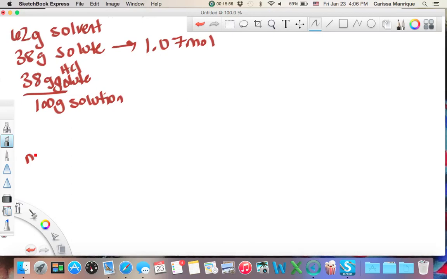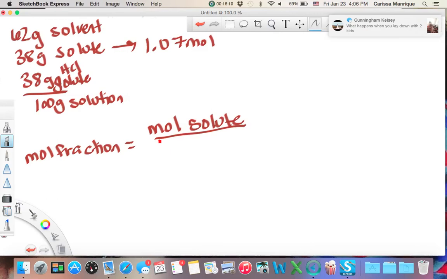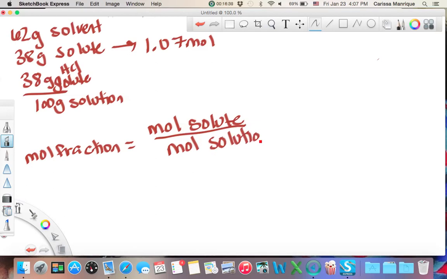Now let's define mole fraction. Mole fraction is the moles of solute over moles of solution. And remember that solution equals solute plus solvent.